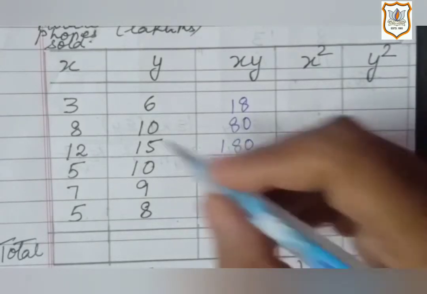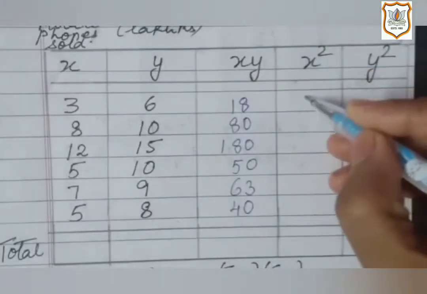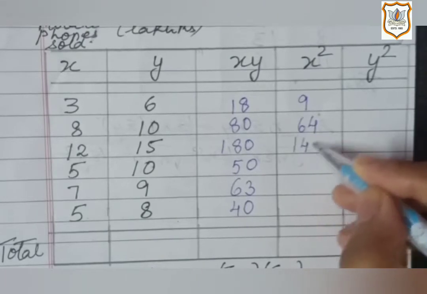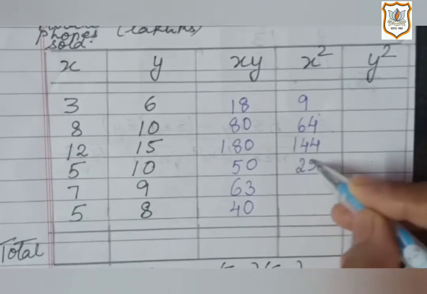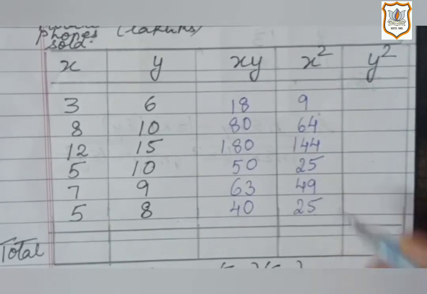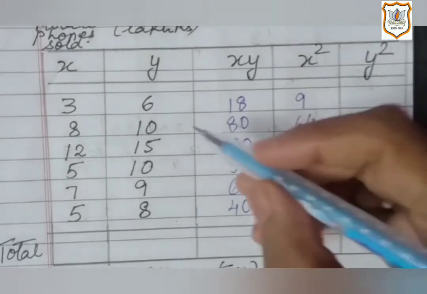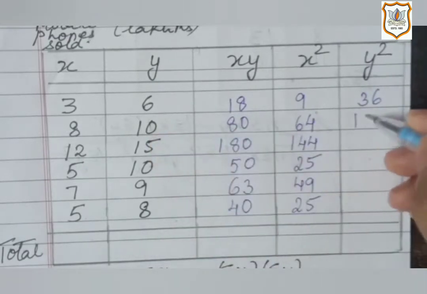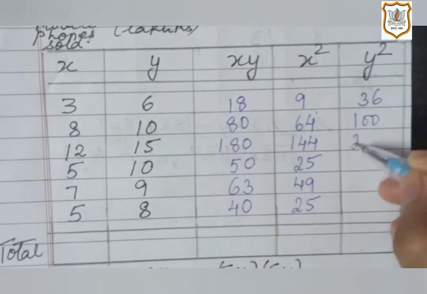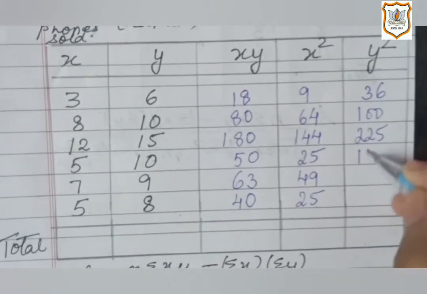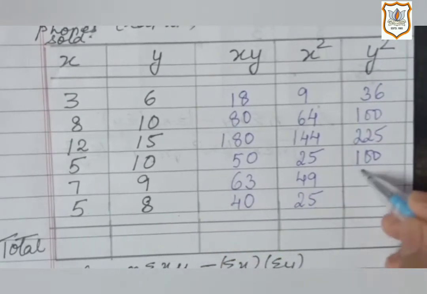Now x square means the square of these values. So 3 square is 9, 8 square 64, 12 square 144, 5 square 25, 7 square 49, 5 square is 25. Y square: 6 square is 36, 10 square is 100, 15 square 225, 10 square is 100, 9 square is 81, 8 square is 64.